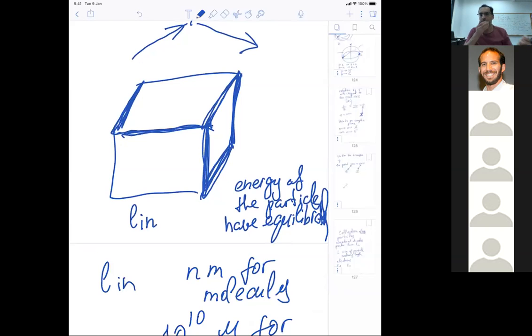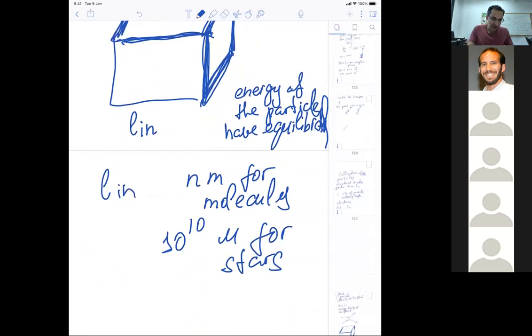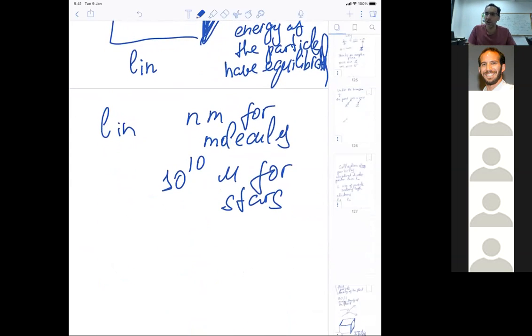Wait, I didn't quite get it. What is special about this scale? Can you repeat, please? Sorry. So the scale that controls the transition to hydrodynamics is the scale of inelastic scattering.